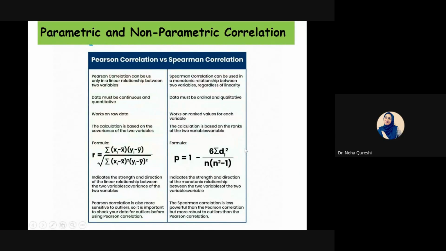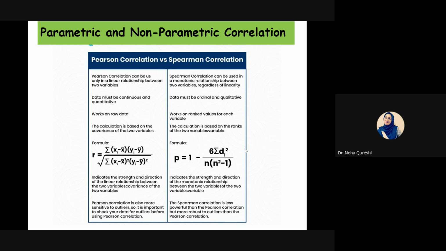So next is parametric and non-parametric correlation. Again, in the correlation, where I told you we want to find the degree of association, linear association between two variables, we check for Pearson correlation, and non-parametric is Spearman correlation. So correlation only tells you the degree of linear association between the variables.